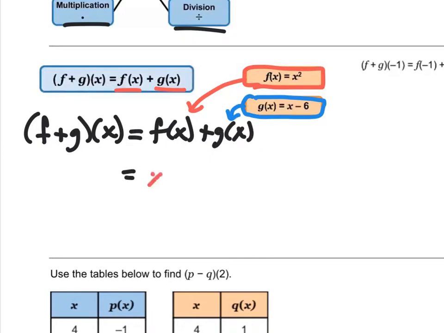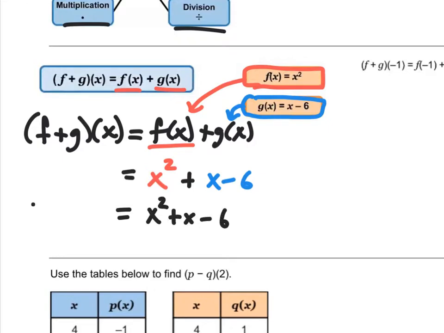We're going to take x squared, which is my function for f, and then add the function x minus 6. I'm taking one function and adding another function, and what I get is a brand new function: x squared plus x minus 6. And this is the sum of f and g of x.